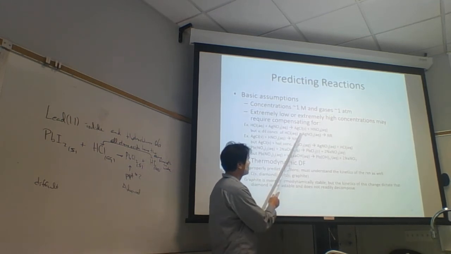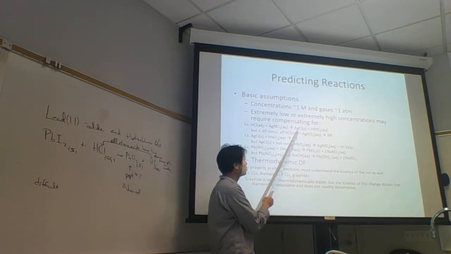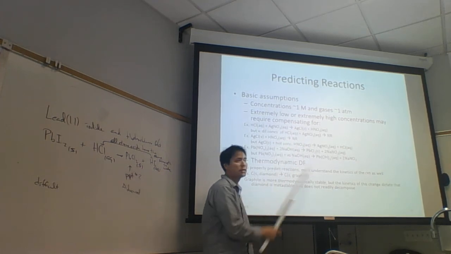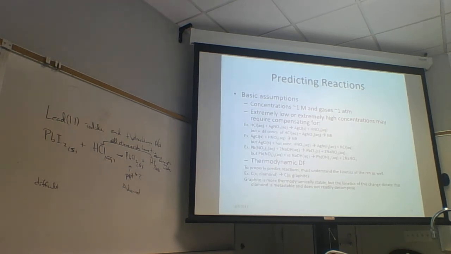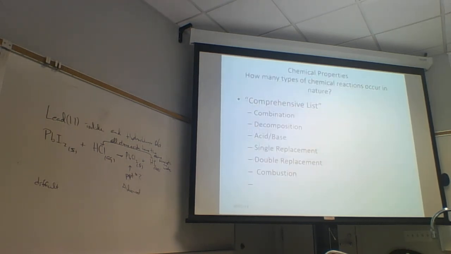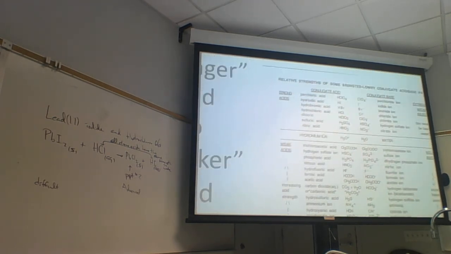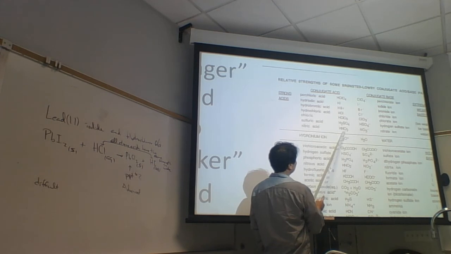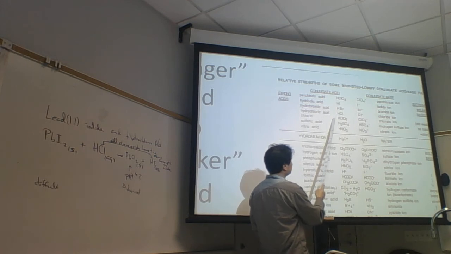Now, is there a driving force for this? First, we look for our precipitate. Do we have a precipitate? Yeah, we do. And you go, okay, we got a precipitate there. That's all we need. Are there any other driving forces? Yeah, how about acid? Strong acid to weak acid. Is that the case? Stronger acid to weaker acid, HNO3 and HCl. Let's take a look at our acid chart. Which one's the stronger acid? HCl or HNO3? Looks like HCl. HCl is a stronger acid than HNO3.